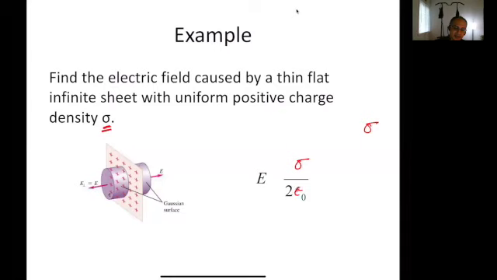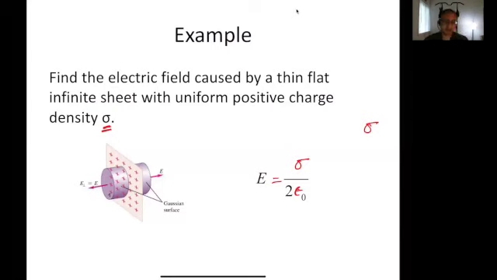It doesn't show up on my iPad for some reason. So this is the result that we got from Coulomb's law, and it was pretty complicated. Getting this result from Coulomb's law was pretty complicated. We're going to do the same thing with Gauss's law and just watch how incredibly simple it is with Gauss's law.